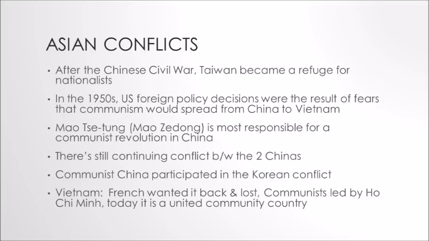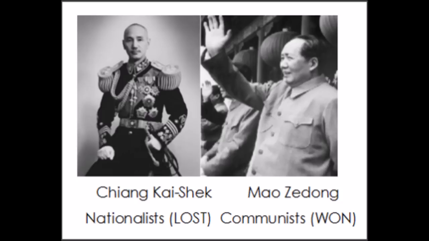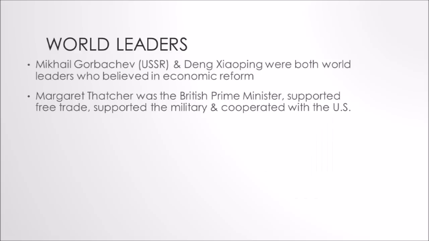In Vietnam, France wanted it back after World War II but lost. The communists, who were led by Ho Chi Minh, defeated the democracy in South Vietnam. Today, Vietnam is a united communist country. This is a map of Taiwan, where the nationalists live off the mainland of China. And the leader of the Nationalist Party, Chiang Kai-shek, who lost, and Mao Zedong, the leader of the communists, who won.